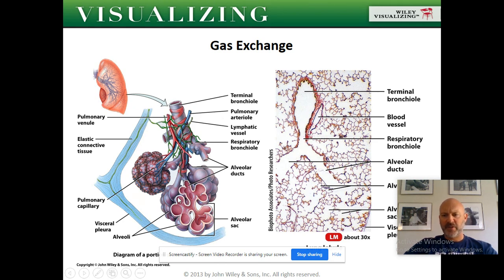This is another picture that we already saw. This is an actual image. So this is showing you a terminal bronchiole. There's blood vessels right here. But all these little sacs are the alveoli. You can see how many there are. There's many, many.